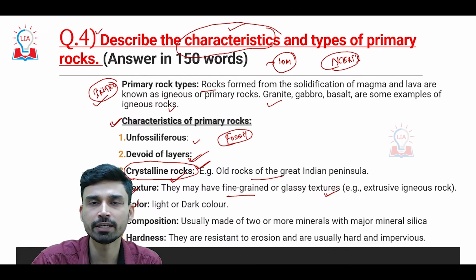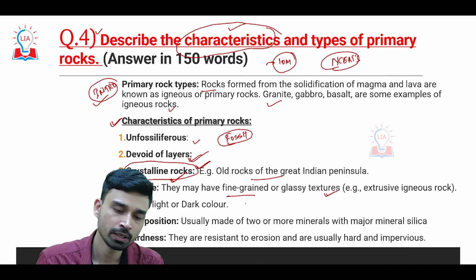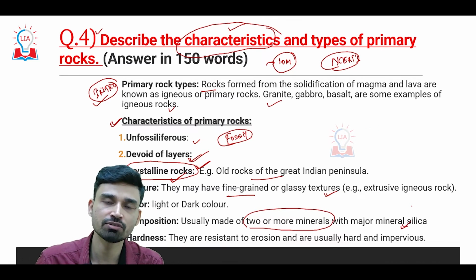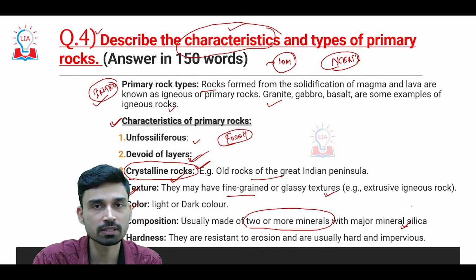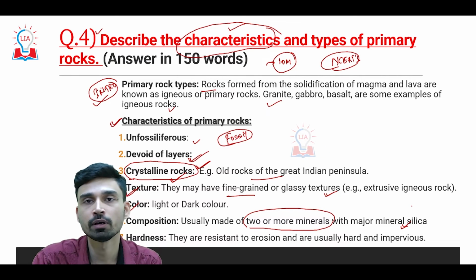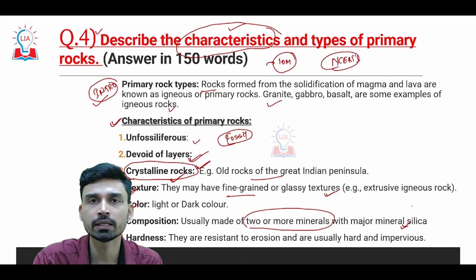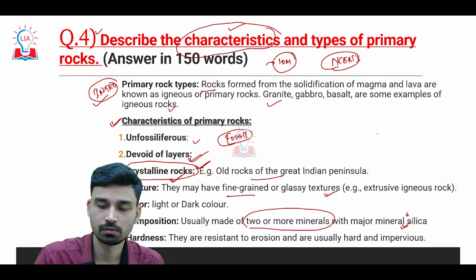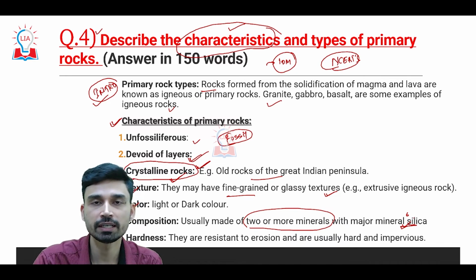It ranges from grayish to dark blackish in color. Composition wise, they can be made up of several minerals. However, the major mineral, as you just discussed, is siliceous in nature, or silica is present in high quantity. The major mineral that is present here is silica.